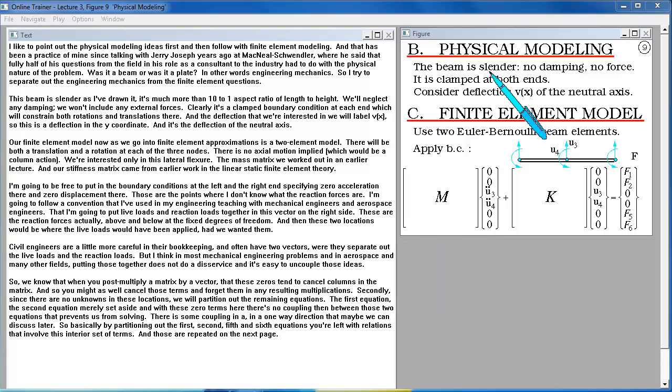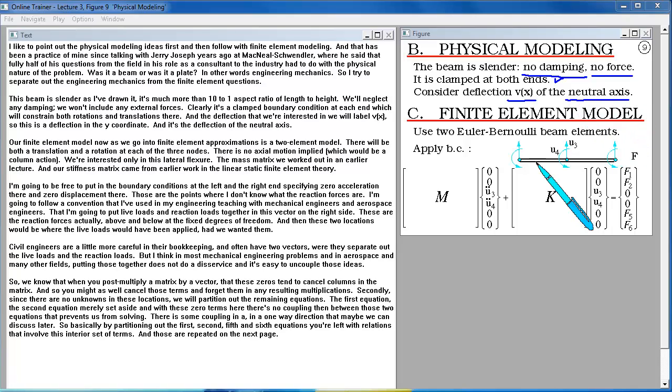This beam is slender. As I've drawn it, it's much more than 10:1 aspect ratio of length to height. We'll neglect any damping. We won't include any external forces. Clearly, it's a clamped boundary condition at each end, which will constrain both rotations and translations there. And the deflection that we're interested in, we will label v of x. So this is a deflection in the y coordinate, and it's a deflection of the neutral axis.